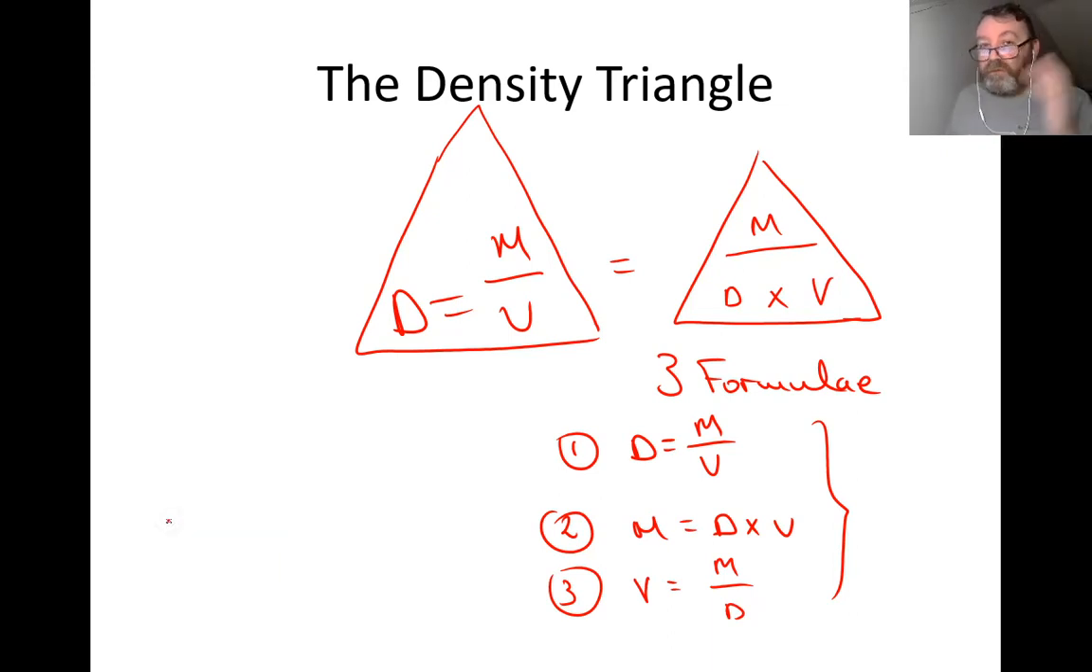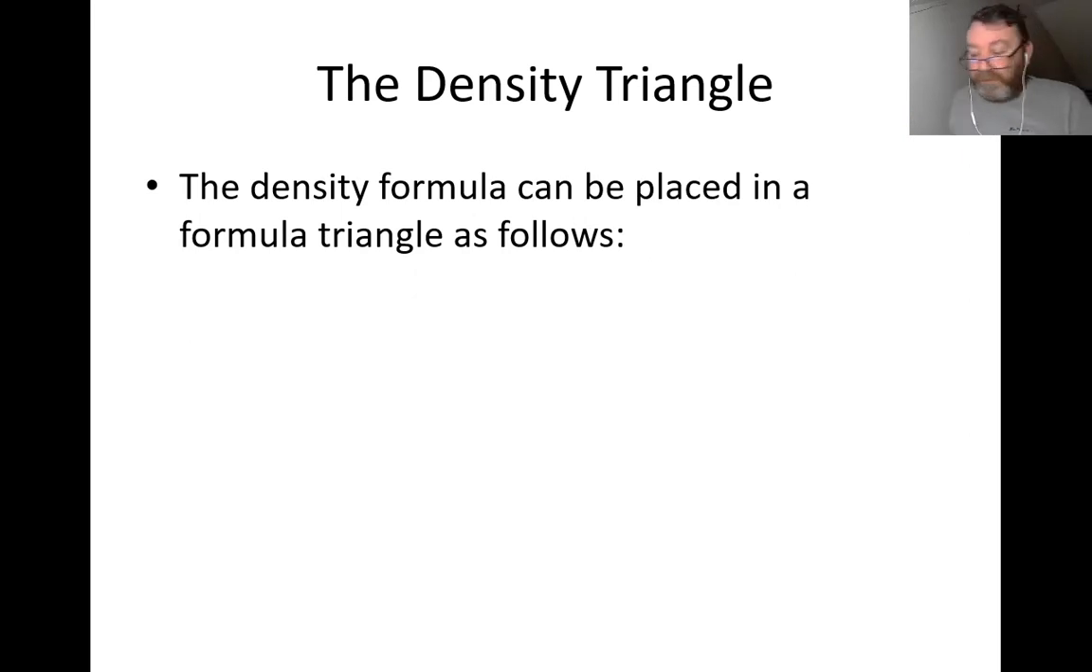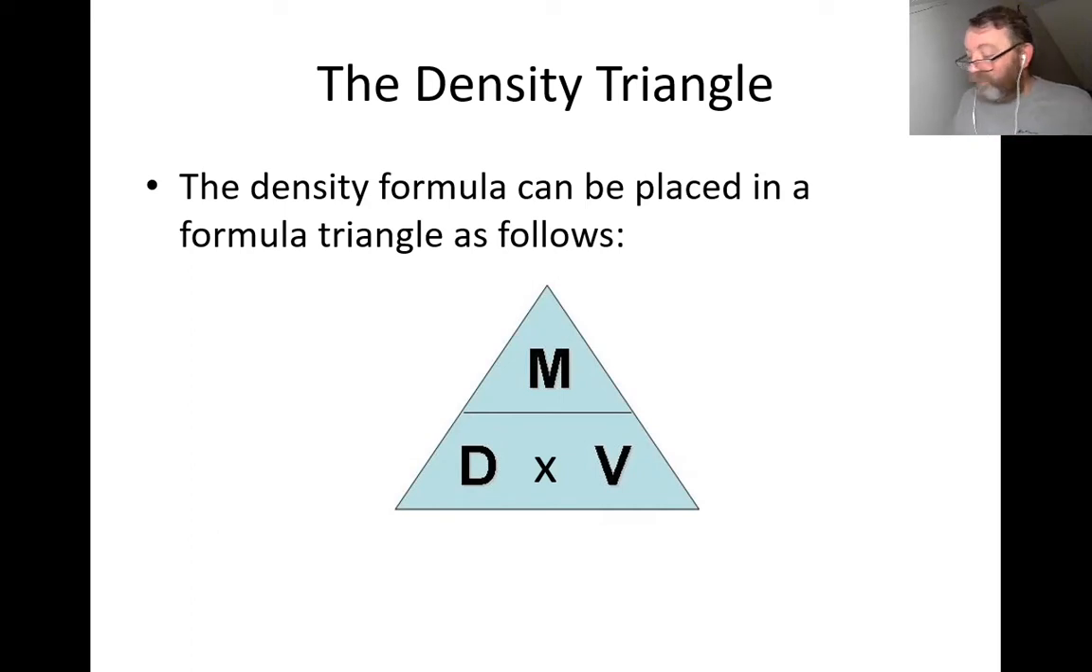So the triangle is super helpful when we want the three formulas involved in density. The first one you have to know off by heart: density equals mass over volume. So you draw your triangle, density, mass, and volume. You put a line across the middle between the mass and the volume, and a multiplication sign between the density and the volume. The density formula can be placed in a formula triangle as follows. So there it is. That stands for mass, that stands for density, that stands for volume. The triangle is a very nice way for me to work out the three formulas.